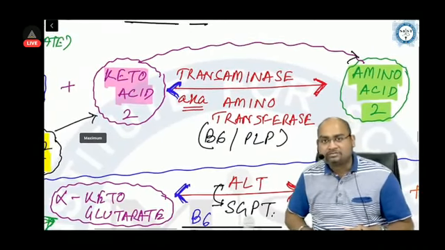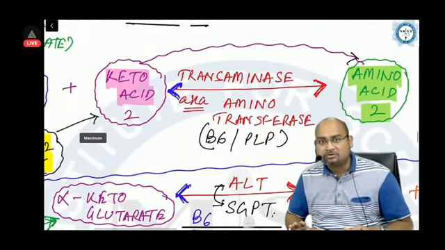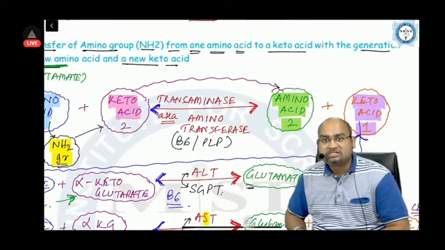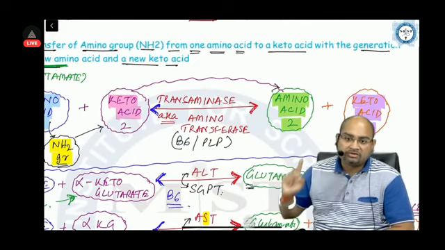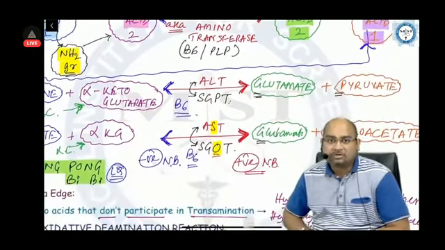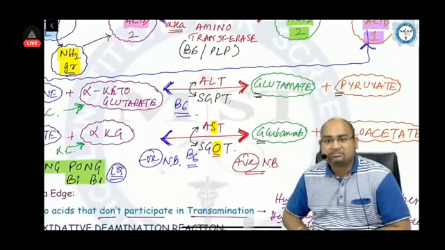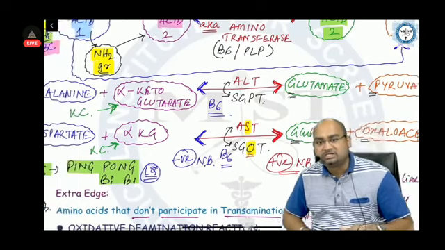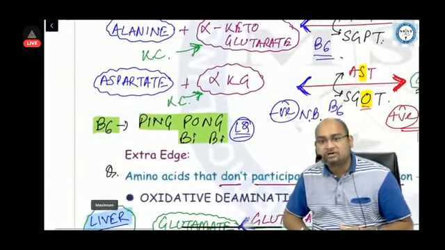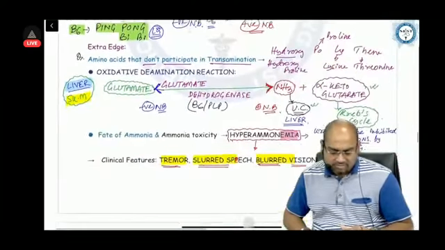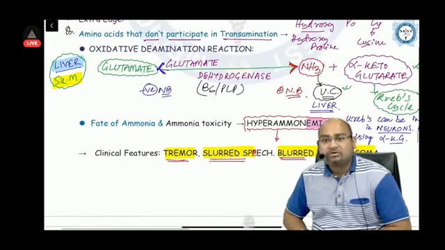If you remove the amino group from an amino acid, it will be converted to a keto acid, and the keto acid which is receiving the amino group will be converted to an amino acid. The new amino acid has to be glutamate, because glutamate can perform the second step of oxidative deamination. These reactions are dependent on transaminase enzymes as well as vitamin B6. The role of B6 here is called the ping pong bi bi reaction. Ping pong bi bi reaction.